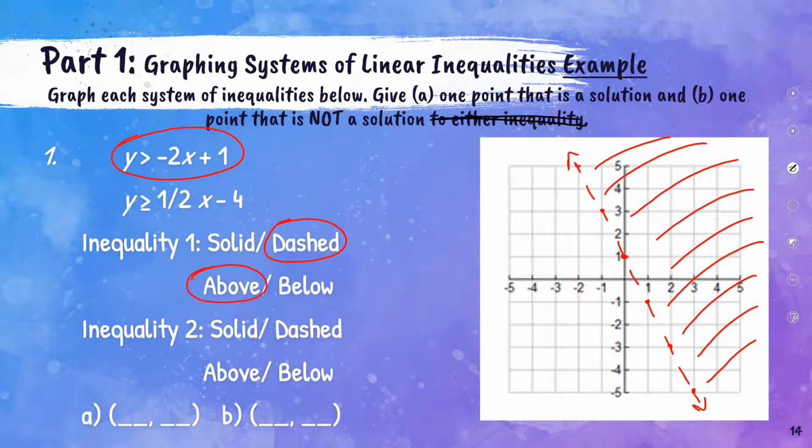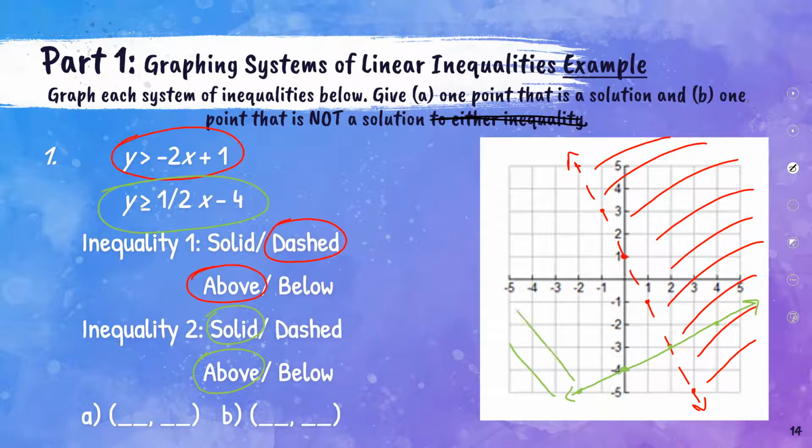So let's look at our second inequality. This says y is greater than or equal to 1/2 x minus 4. Since it's greater than or equal to, it's going to be a solid line shaded above. So negative 4 is our y-intercept. We're going to go up 1, to the right 2, because that is our slope. And we're going to draw a solid line here.